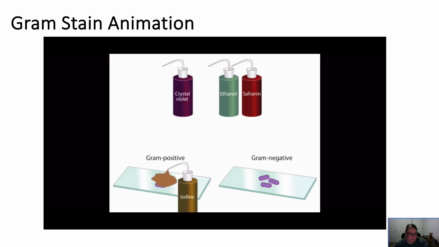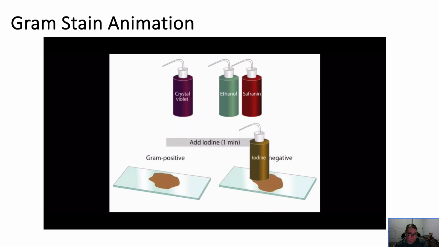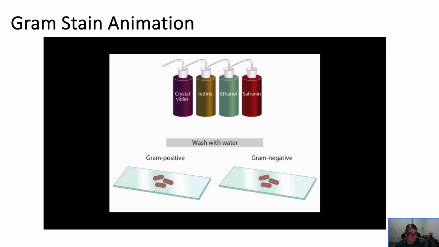The iodine solution, added next, is left on for 1 minute. The iodine is a mordant, which is a substance that helps set a dye. Iodine complexes with the crystal violet, making it precipitate and become trapped in the cell and cell wall. The excess iodine is washed off.